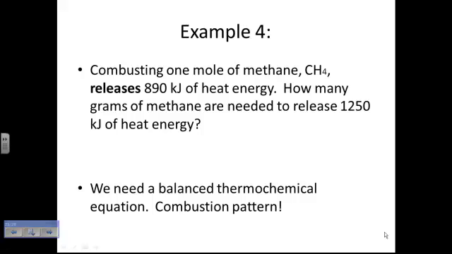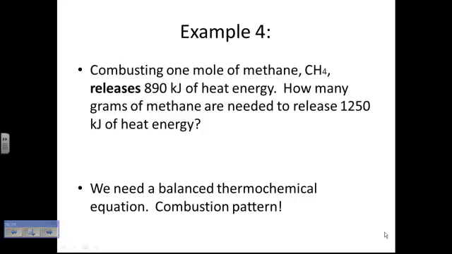The last example for our stoichiometry, we'll read for example 4. Combusting 1 mole of methane. Methane is natural gas, CH4, the simplest organic hydrocarbon. It releases negative, exothermic, 890 kJs of heat. Plenty of sentence right there to go to work to write a balanced equation, dusting off your combustion patterns. We have to be able to turn that sentence into a balanced equation and then tack on the delta H information.